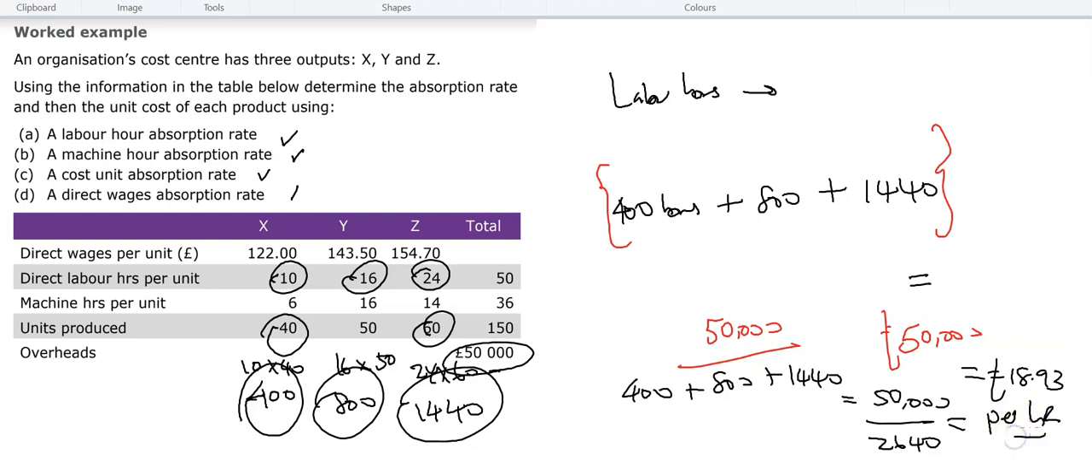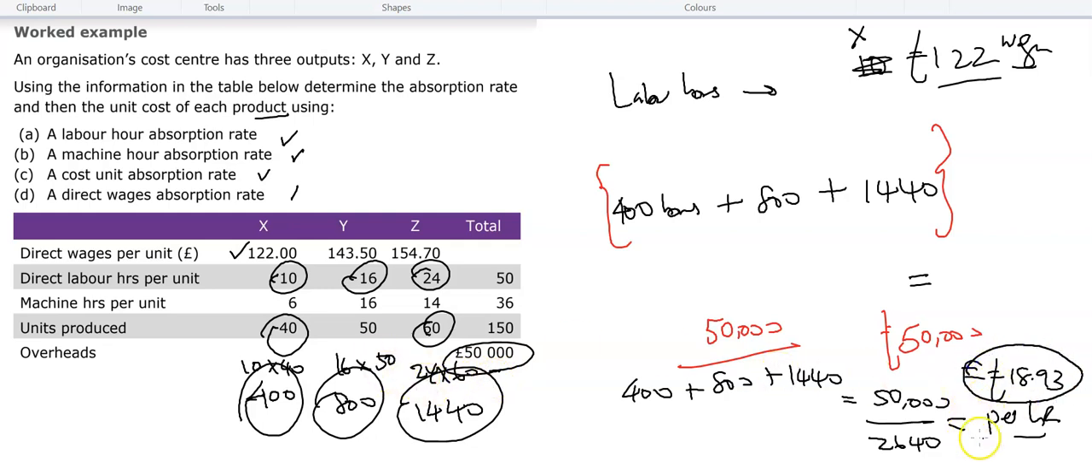per hour. The next question says calculate the unit cost of each product. I know that for product X, direct labor is £10. Use the information to determine the absorption rate, and then the unit cost. So we're going with labor hour now. We have the wages given to us. The wages are 122. That's fine, I know that bit. I have to pay labor. That's fact. But in terms of my overhead, I now know that I should charge £18.93 per hour.